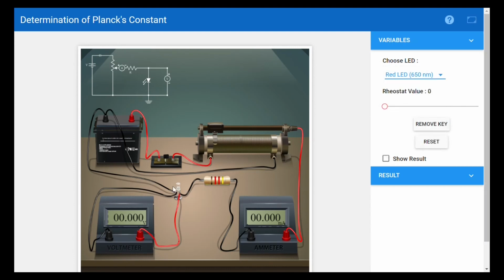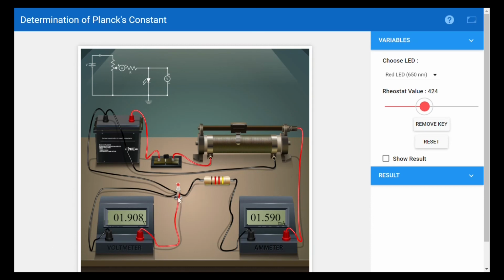So we will be applying the formula in our equation, and we will see what value of Planck's constant we get for the red LED. Then similarly we will change the LED, again change the value of the rheostat, and note down the minimum value of voltage above which the LED starts glowing.